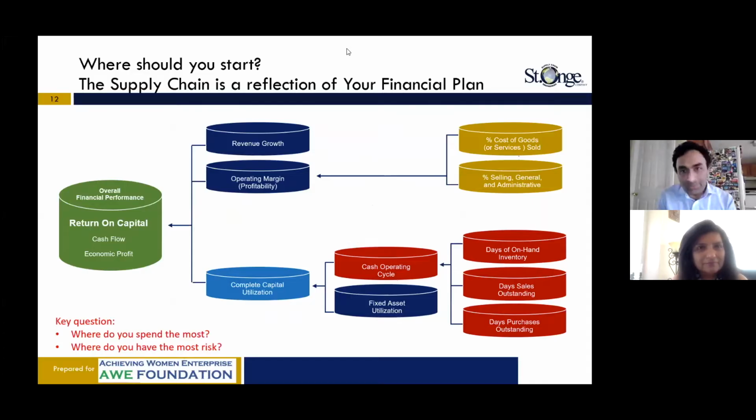So where should you start? Remember, the supply chain is a reflection of your financial plan. And the key question you should be asking, which is at the bottom left, is where do you spend the most in your supply chain today? Is it in your freight cost or in your product cost? And I'll show you a couple of examples here in a minute. But do you understand this part of your financial plan?